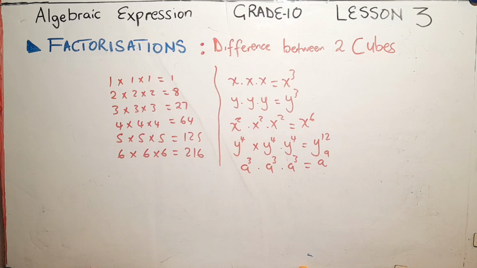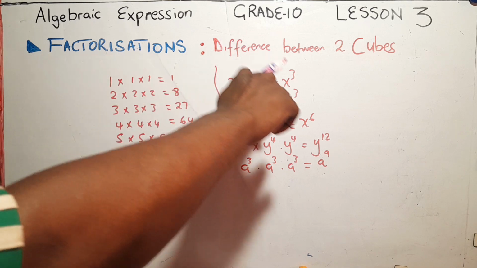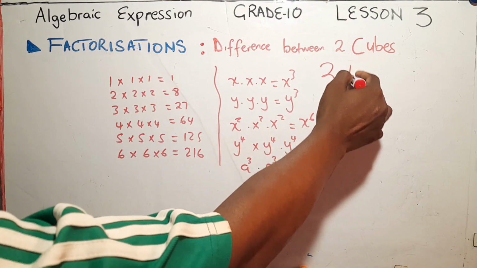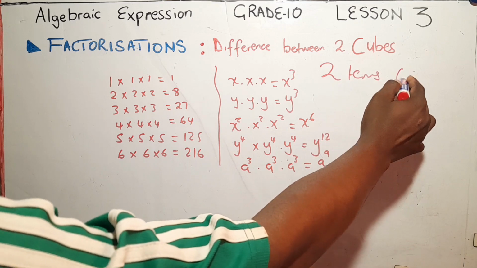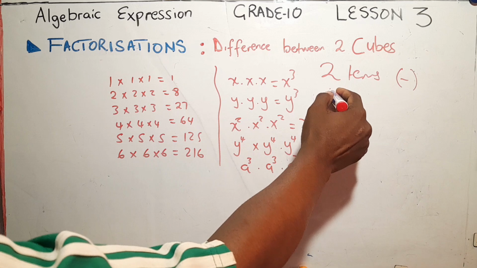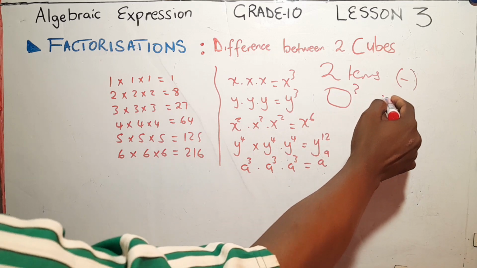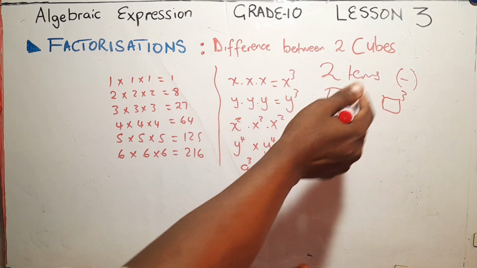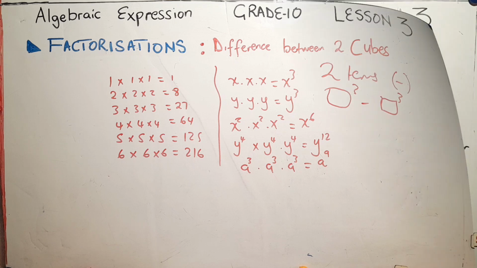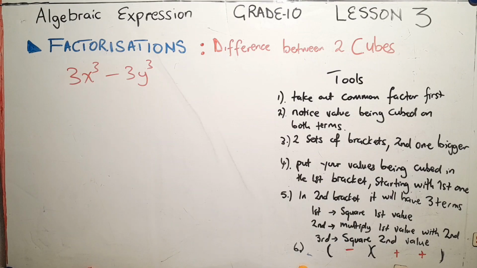So it means that to notice this factorization of the difference between two cubes, we notice them by having two terms separated by a negative, as well as by the terms being cubed. So the terms will be a product of a number being cubed. So let's see all the tools that you can use to factorize the difference between two cubes. Let's take a look at this difference between two cubes.